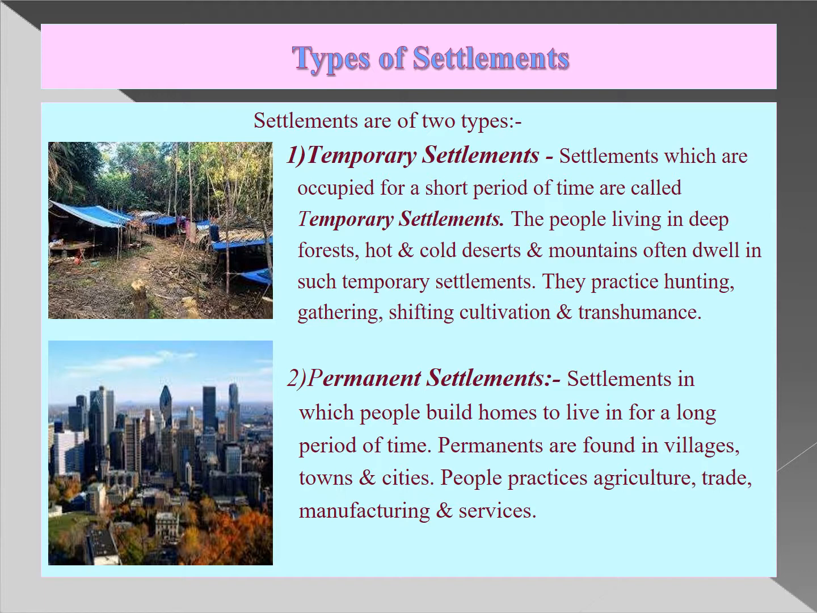The second one is permanent settlement. What is a permanent settlement? Settlements in which people build homes to live for a longer period of time, like we have here. And these permanent settlements are found in villages, towns and cities. People here practice agriculture, trade, manufacturing and services.